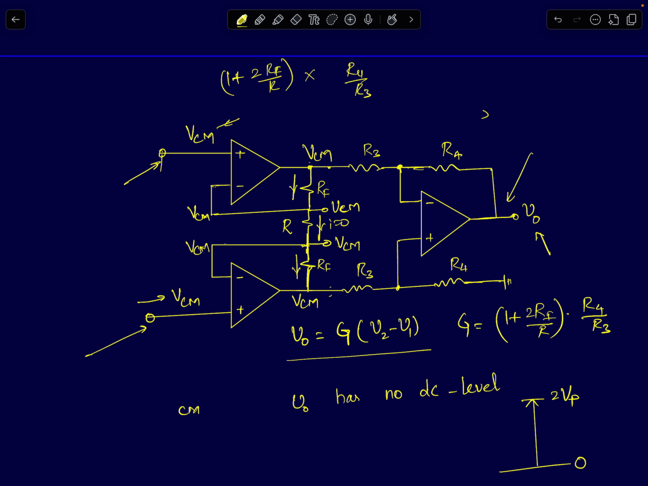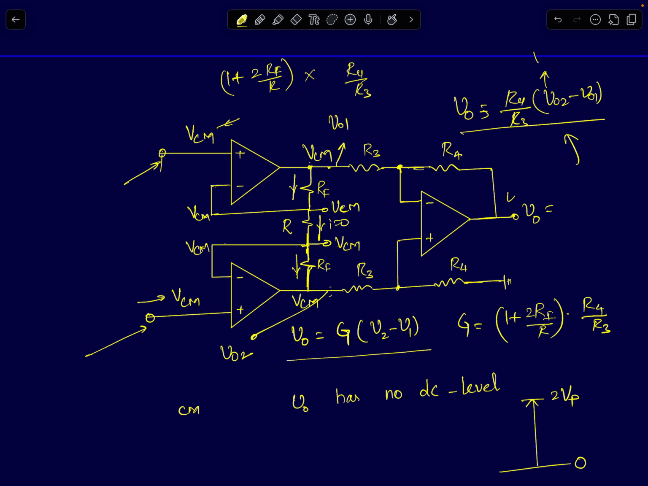But since you are feeding it to a subtractor, at the output signal, the DC value will be 0. Because the output V0 is simply equal to, if let's call this node voltage VO1 and this node voltage VO2, your output voltage is simply given by R4 by R3 times VO2 minus VO1. We are aware of this. So which means even if VO2 had some DC common mode voltage and VO1 had DC common mode voltage, it will simply get cancelled out. The output signal has no DC level here.